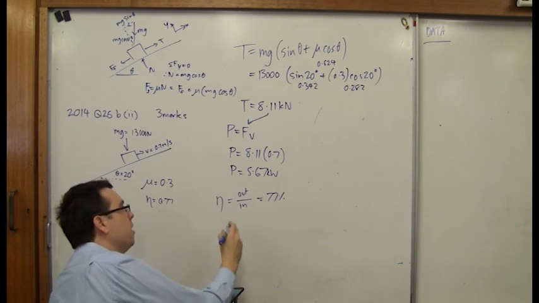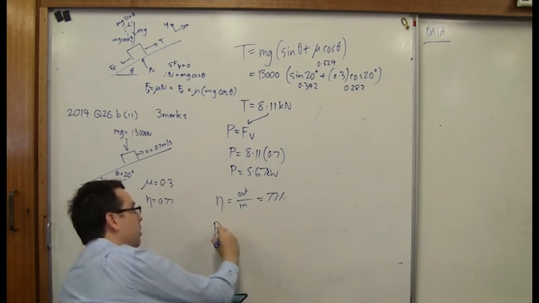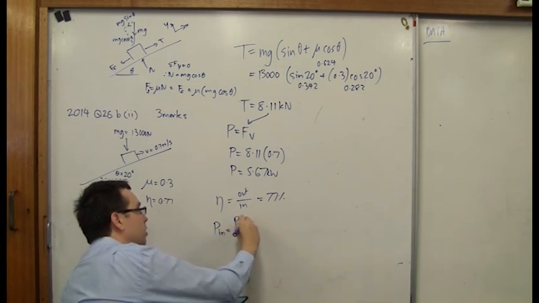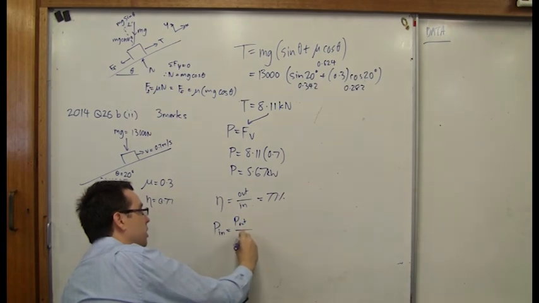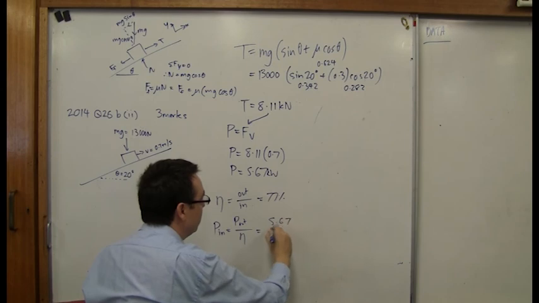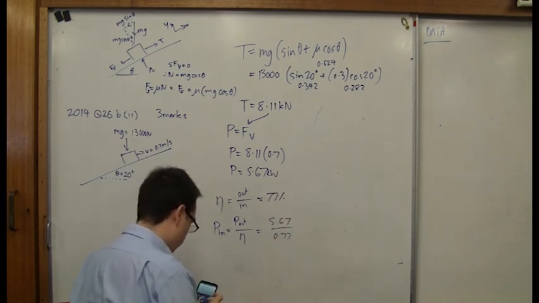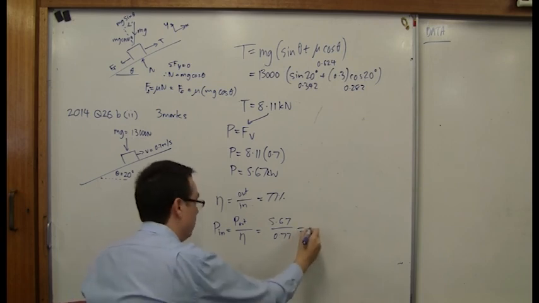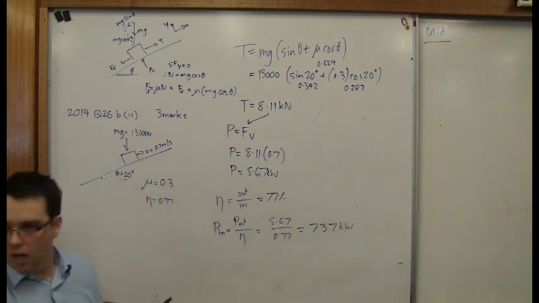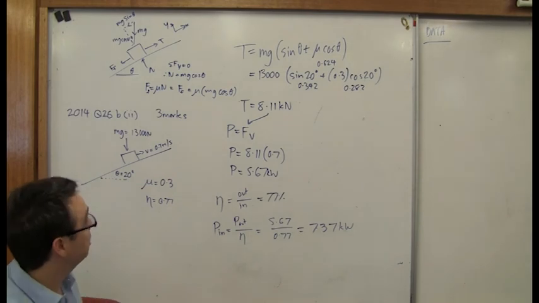So rewriting that, our power that was the input is going to equal the power that was the output divided by our efficiency, which is going to equal 5.67 divided by 0.77, which equals 7.37 kilowatts. And let me just check. That's what we get in the HSC as well.